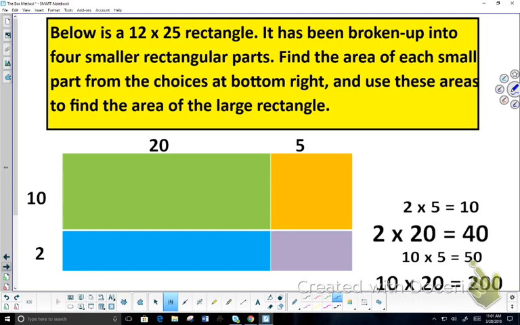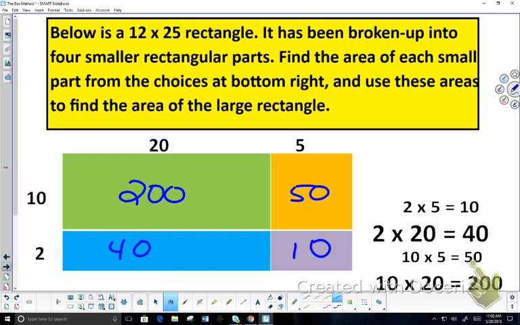So looking at this, when you look at this, I'm interested in what's the area of my green rectangle? Can somebody tell me? 200. What's the area of my orange-looking one? 50. What's the area of this blue one? 40. And then what about that purple one over there? 10. So then what's the area of my biggest rectangle?